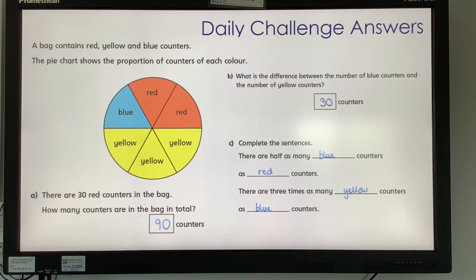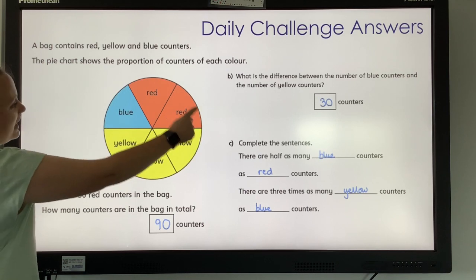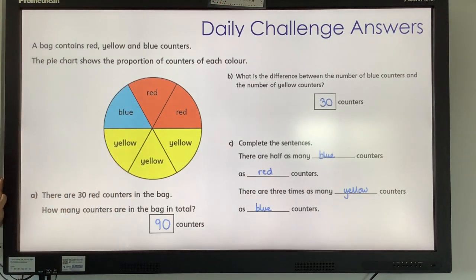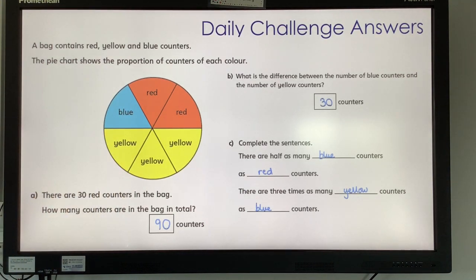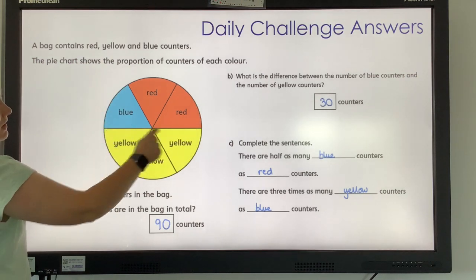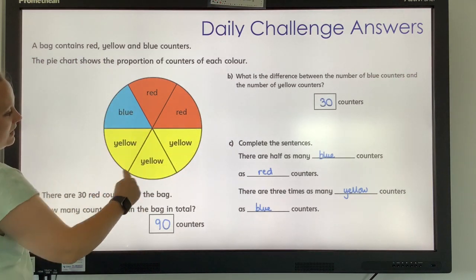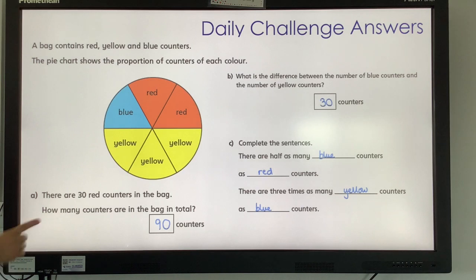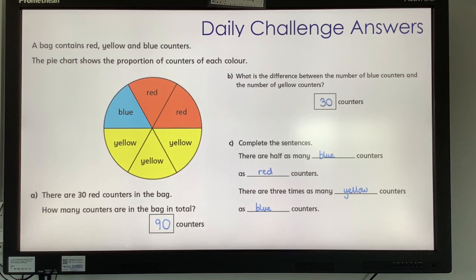So the answers. If you know that 30 counters are red, that is represented here. You know that 2 segments together is 30. So you know that one segment represents 15. Once you know there are 15, you can either do 15 times 6, or you could have done 30, 30 and 30. Either way, you would get the answer of 90. So as you know there are 30 red counters, you now know that there were 90 counters in total.